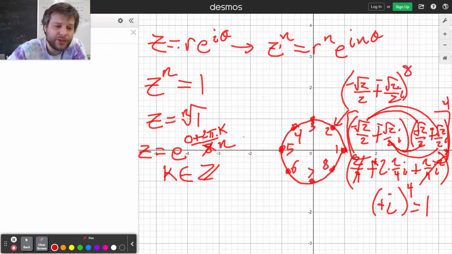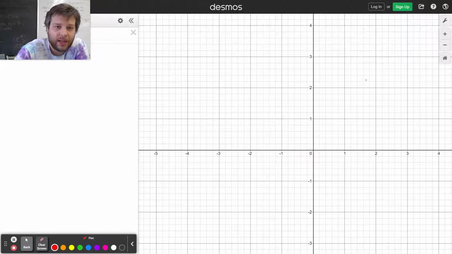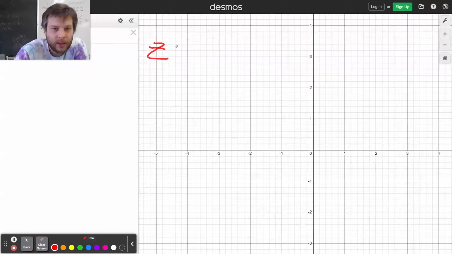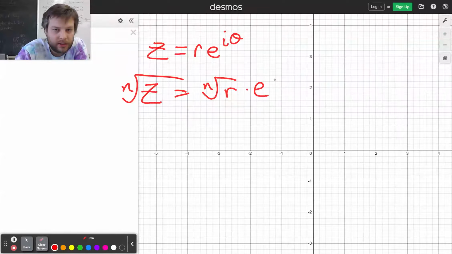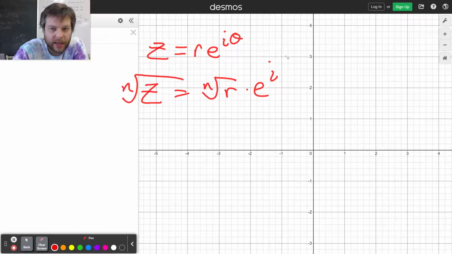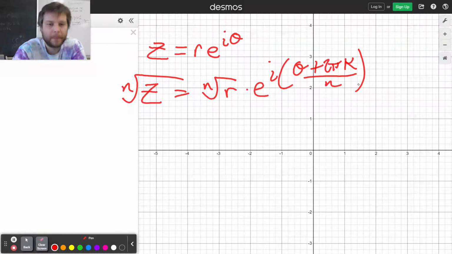Now, if we want to generalize this even a little bit more, we can have an arbitrary complex number, such as r e to the i theta, and then I'm claiming that the nth root of z is the nth root of r times e to the i times (theta plus 2 pi k) over n.